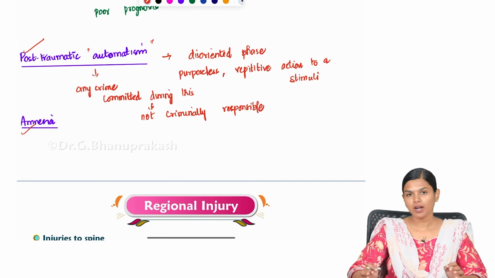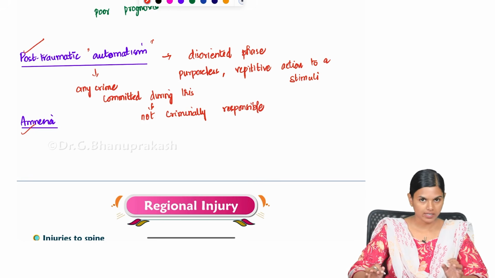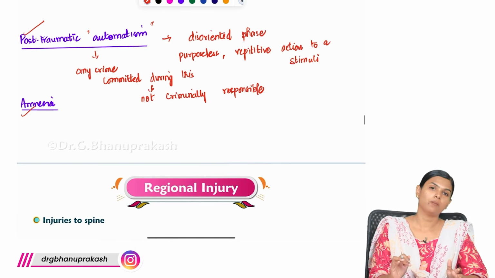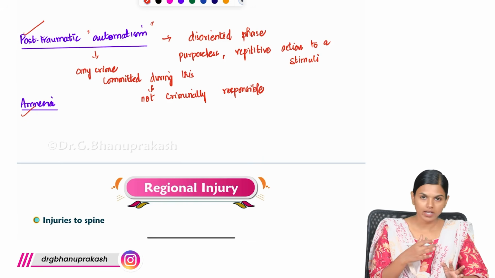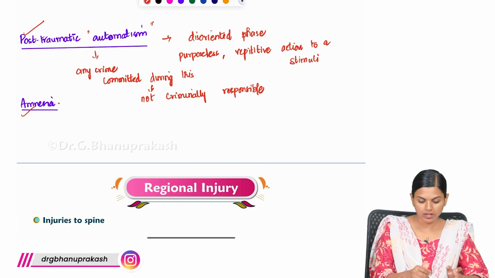So this is post-traumatic automatism. This is something medico-legally significant. Next is amnesia. So here what will happen is that following a head injury, there is a chance for amnesia.